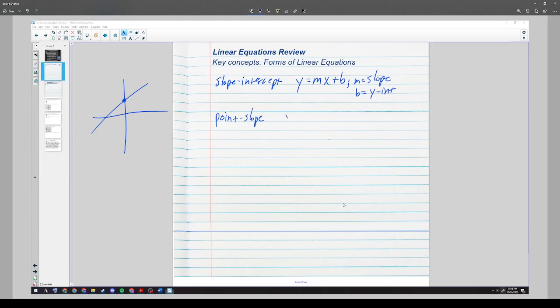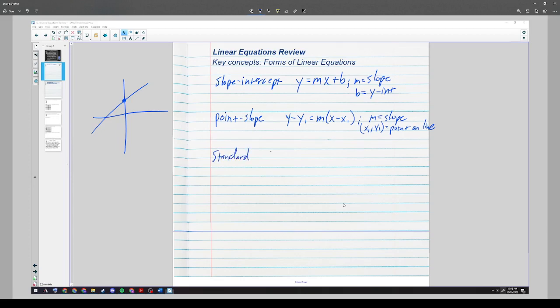The next version was point-slope. Point-slope form looks like y minus y1 equals the slope m times x minus x1, where m is again the slope and x1, y1 is a point on the line. So we can plug in any point that we know about along with the slope, and that will do it for us.